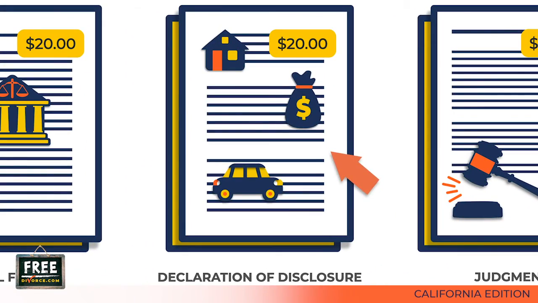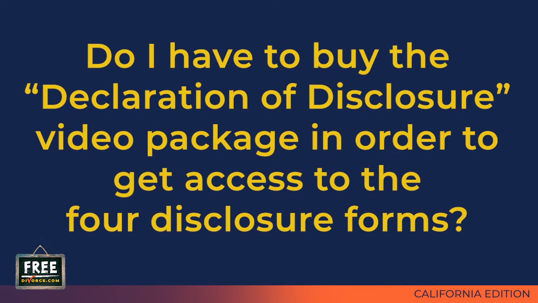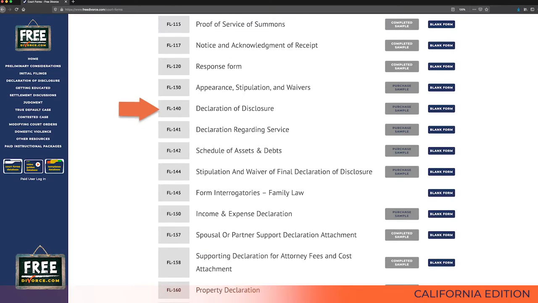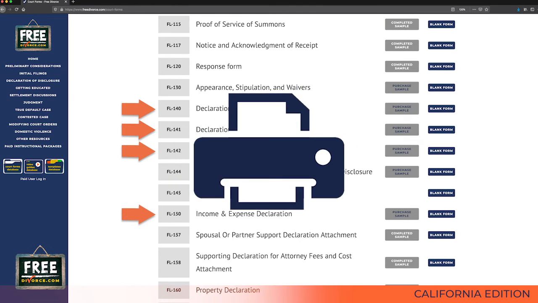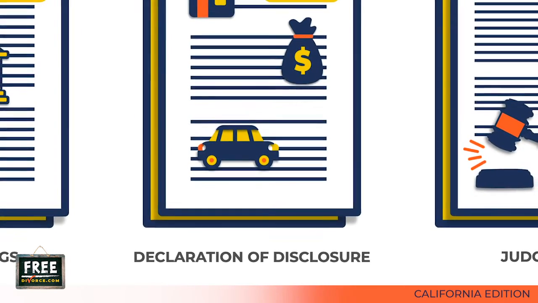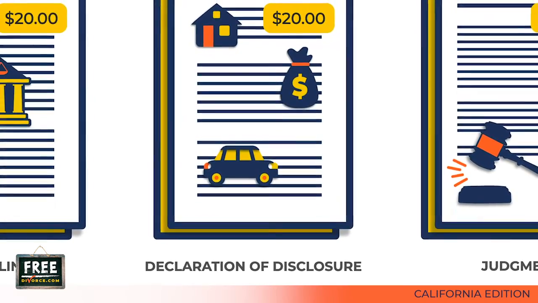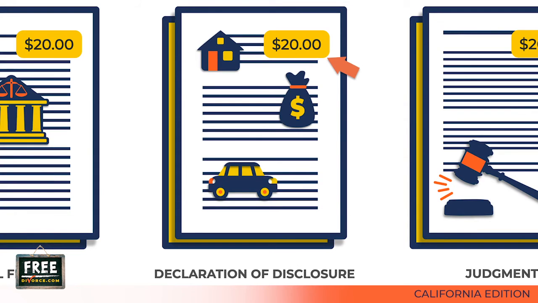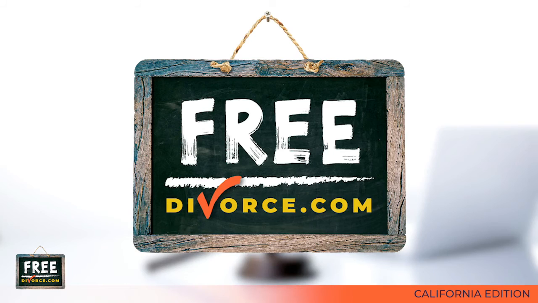of Disclosure package. Do I have to buy the Declaration of Disclosure video package in order to get access to the 4 disclosure forms? No. All 4 of the Declaration of Disclosure forms are absolutely free in our court forms database. You can go to our database, pull up each form, fill out the forms, and print them. We make the Declaration of Disclosure video package available at a nominal cost to simplify and clarify the process of filling out these forms. The $20 helps us to offset the cost of maintaining and improving the freedivorce.com website.